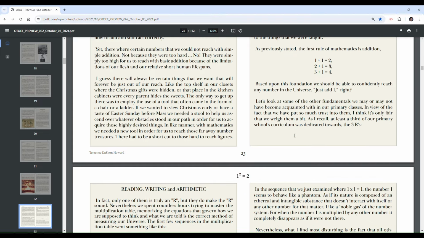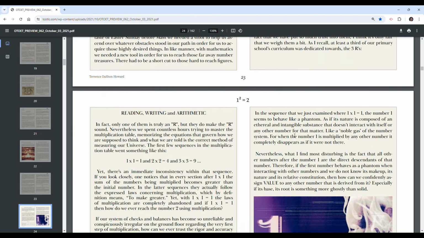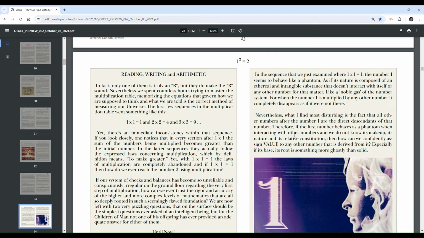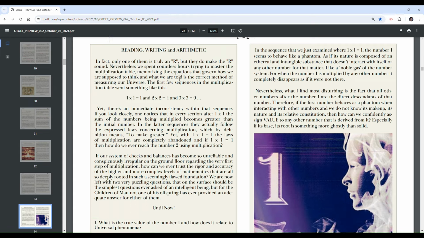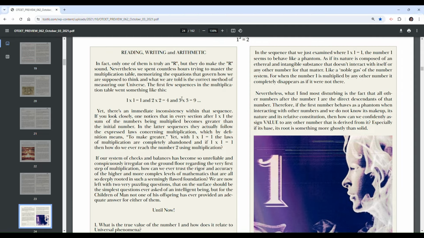So we'll definitely get into some more of this stuff later. Maybe I'll make a poll, or you can suggest to me in the comments a section or a page number that you want me to go over, because there's way too much going on here. Oh, look, he does the three times 3 equals 9 stuff.